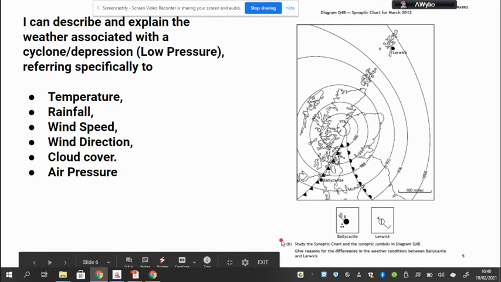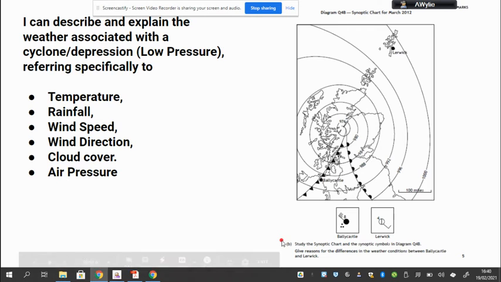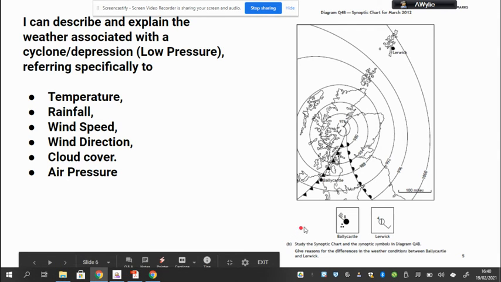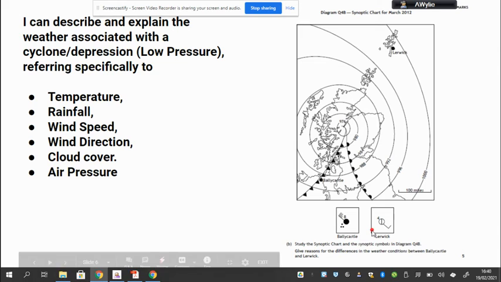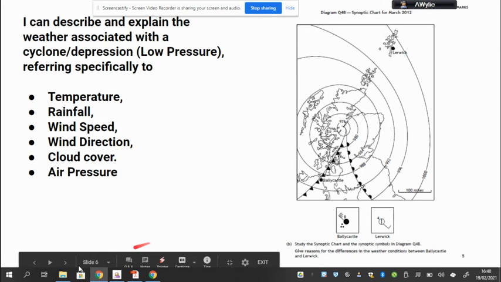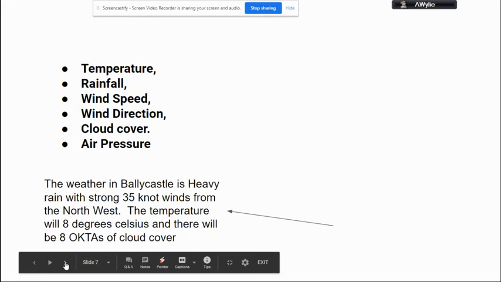Now, the first thing to decode in this question is actually what is the actual weather in our 2 places. So we're given 2 locations, Ballycastle and Lerwick. And the question asks us to give reasons for the differences. So we would actually have to be able to describe the weather in Ballycastle and describe the weather in Lerwick. So you'll need to first be able to work out what a station symbol is and the weather linked to a station symbol. So let's have a little look at this question.